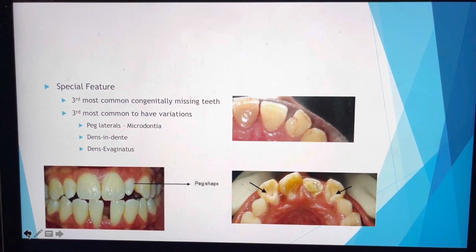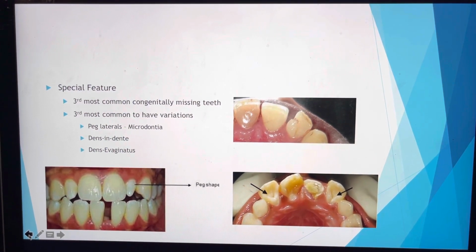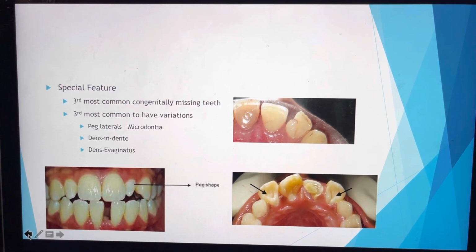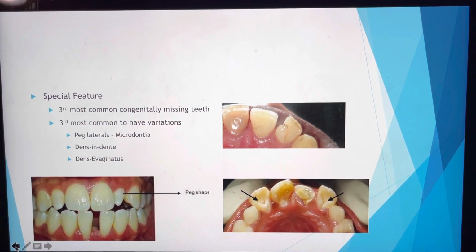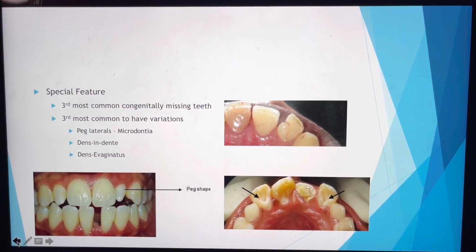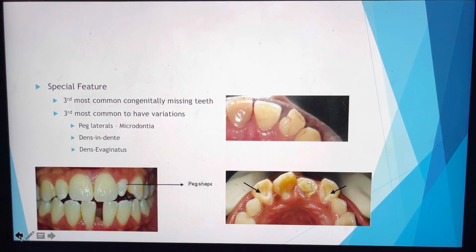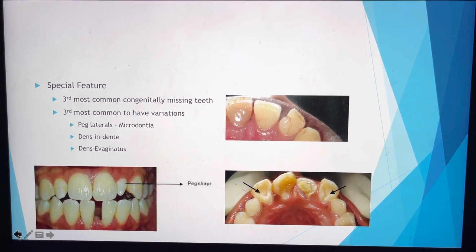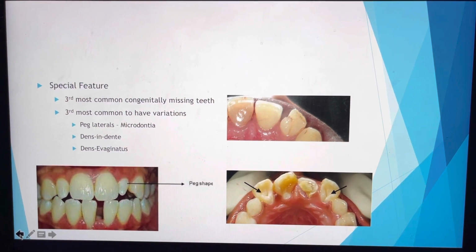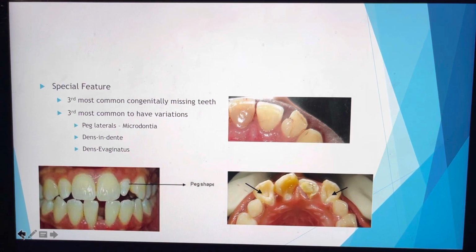This has the third most common variations. It's the third to have the most common variations. First, same order, the first being the mandibular third molar, maxillary third molar, and then the lateral incisor. So the common variations that we see are the peg laterals, which is also known as microdontia, as you can see below. Then it's dens invaginatus, that is, there is an invagination, which you can see on the crown, that also you can see below in the two arrows.